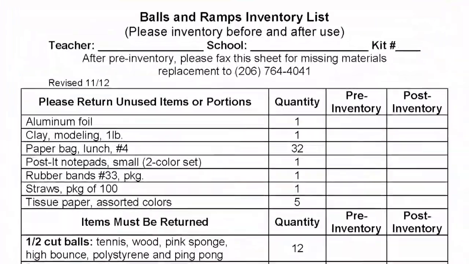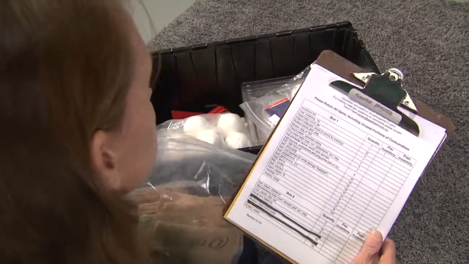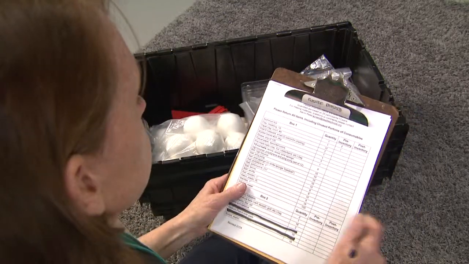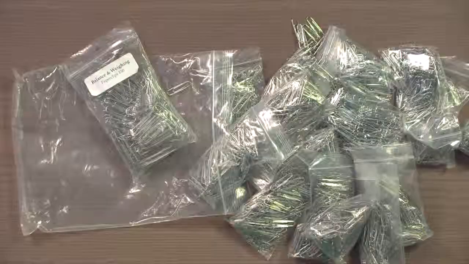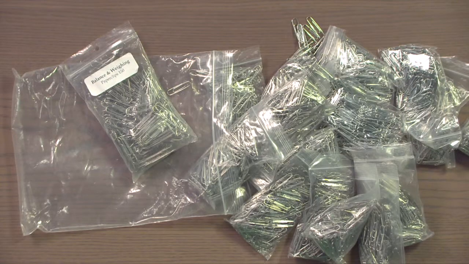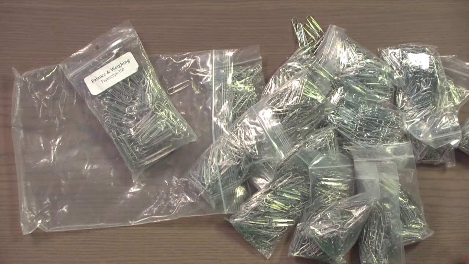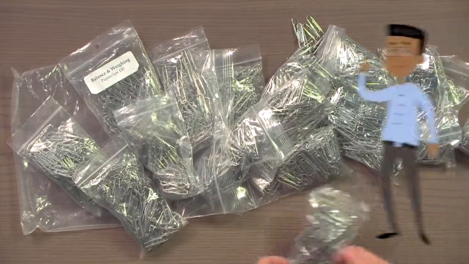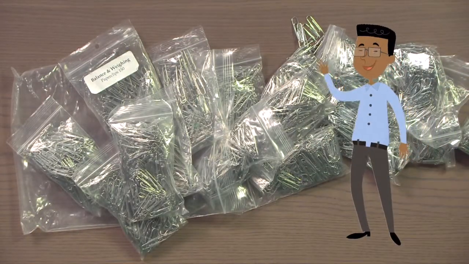In the kit, you will find a pre- and post-inventory sheet. When you receive your kit, count the items and write the number of items you have. Don't just check the items off. For some smaller items like paper clips, instead of individually counting them, you can just estimate the number and check them off. This is a great job to ask volunteers to do for you.